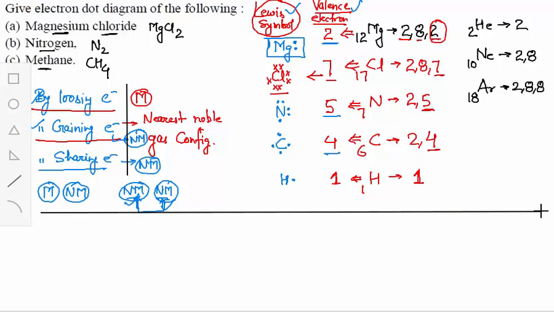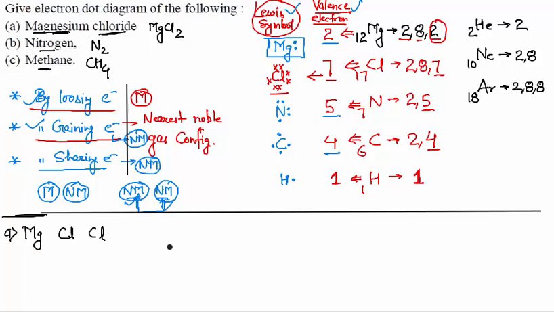Everything written so far is just your concept part. Now what is the funda to draw the electron dot diagram? First you identify the elements. How many elements do you have? You have magnesium and chlorine. We are doing part A. You have two chlorine and one magnesium.